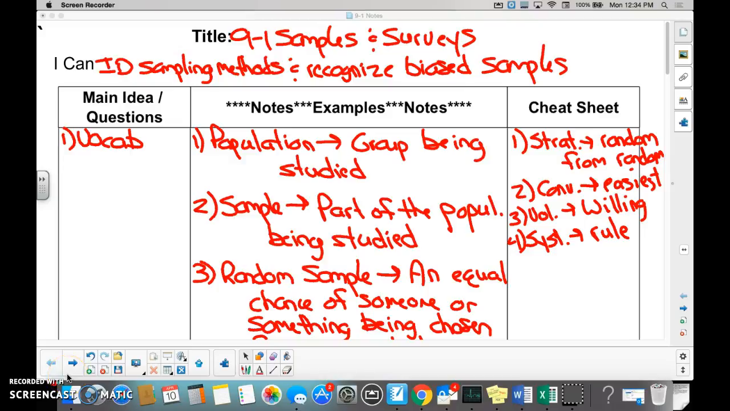9-1 Samples and Surveys. I can identify sampling methods and recognize bias.